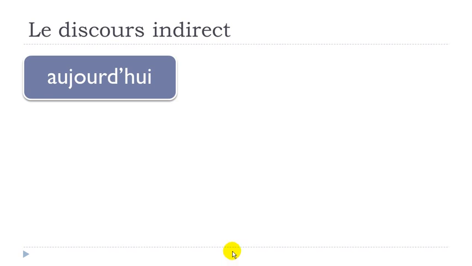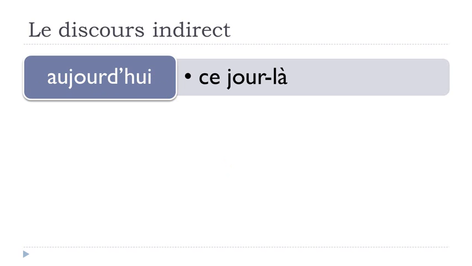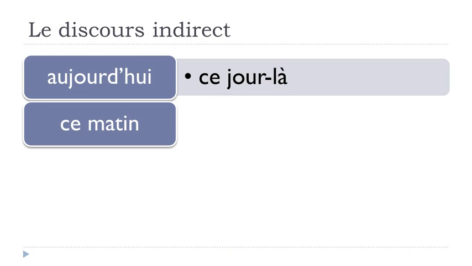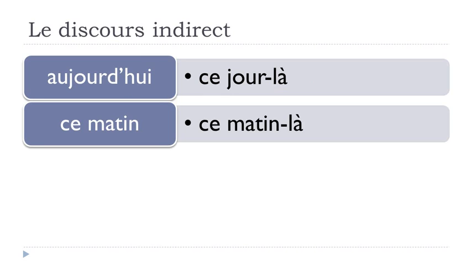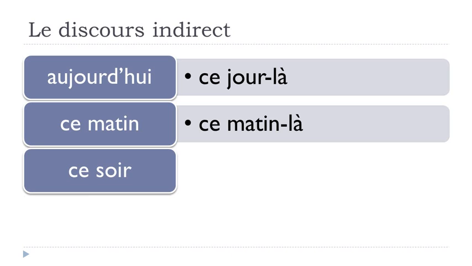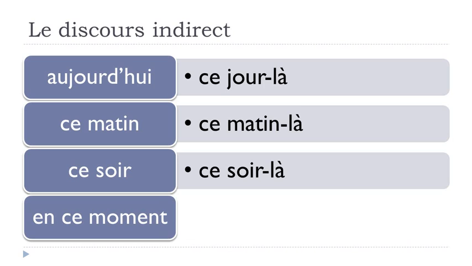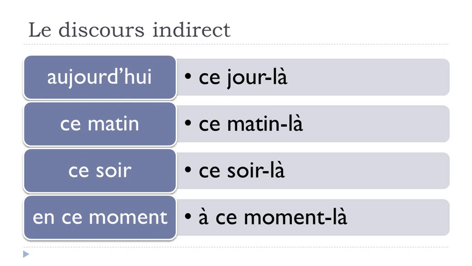So normally if you say aujourd'hui, so at the direct form, aujourd'hui, today, if you want to transpose that into this discours indirect form, it will become ce jour-là, this day, ce jour-là. Okay, so aujourd'hui is not possible to be used in this discours indirect form, but you should use instead ce jour-là. Same thing, ce matin, this morning, you will use ce matin-là. Okay, ce soir, ce soir-là. And then en ce moment, at this time, should be à ce moment-là.